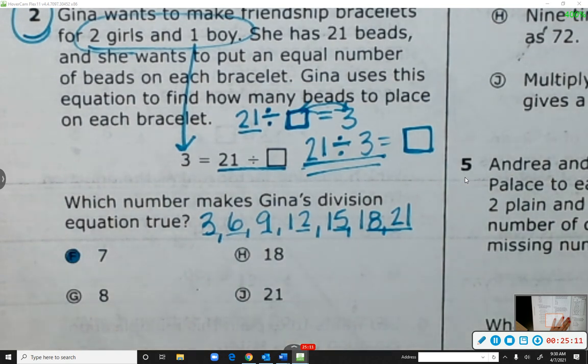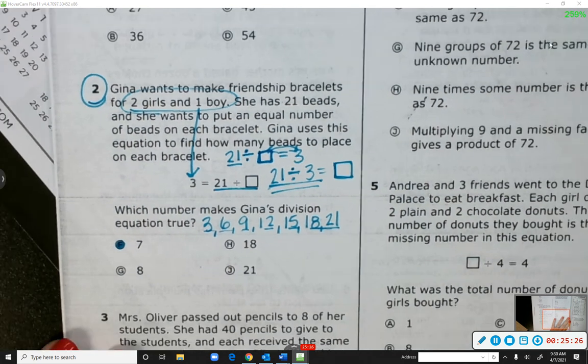Okay, that's fine. You can do the bubbles. But guys, at this point, you should know what 3 times 7 is without having to skip count. We should have mastered our 3s by now. All right, so that was the last one we were going to work out together.